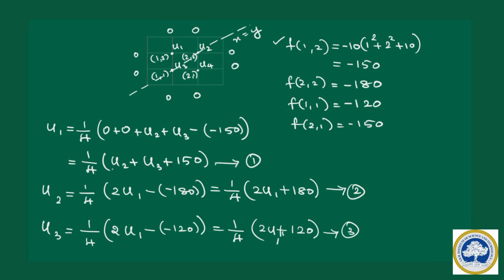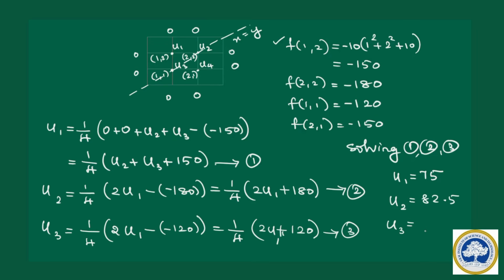After getting the value of u1, put it in equation 2, we'll be getting u2, and put it in equation 3, we'll be getting u3. So after solving 1, 2 and 3, first we'll be getting u1, which is equal to 75. Put it in equation u2. So we'll be getting u2 is equal to 82.5. Again you put u1 equal to 75 in equation 3. You'll be getting u3 is equal to 67.5.